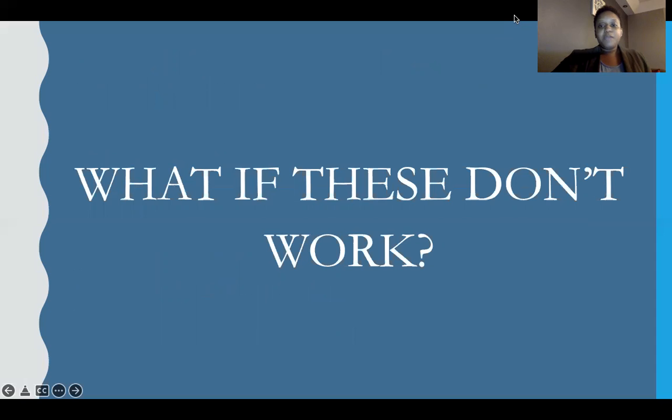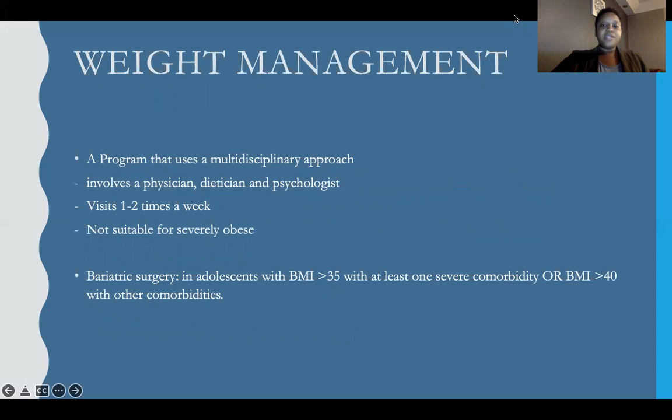So what if these methods don't work? Well, there's weight management, and you can develop a program that uses a multidisciplinary approach that would involve a physician, a dietitian, and even a psychologist. Usually visits 1 to 2 times a week are recommended, but this is not suitable for children who are severely obese.